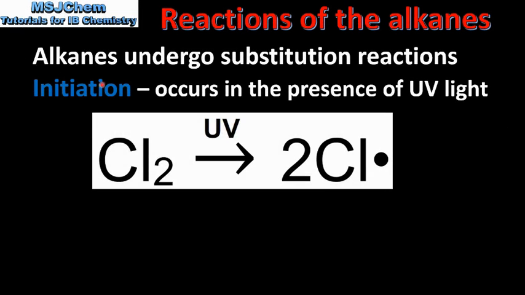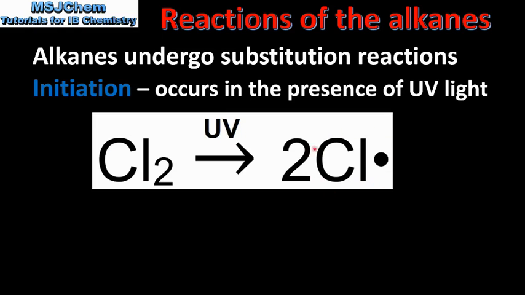Alkanes also undergo substitution reactions. Substitution reactions occur in 3 steps. The first step is initiation. This occurs in the presence of UV light. In the initiation step, a chlorine molecule, which is 2 chlorine atoms joined with a single covalent bond, breaks up in the presence of UV light to form 2 chlorine free radicals.